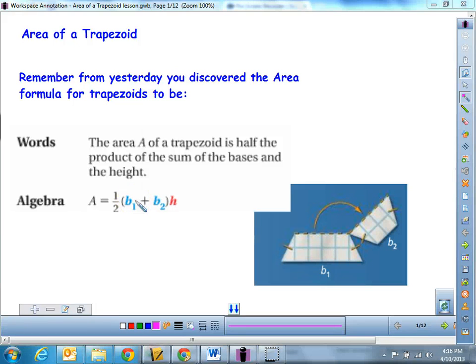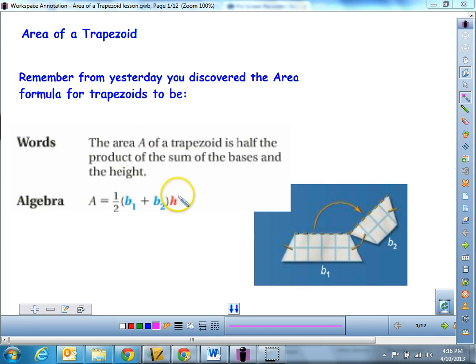Hello, today we're talking about area of a trapezoid. I know we aren't doing an investigative unit to open this one up, so we're going to just jump right in, even though it says here, remember from yesterday. I know we didn't talk about this yesterday, so let's get going.